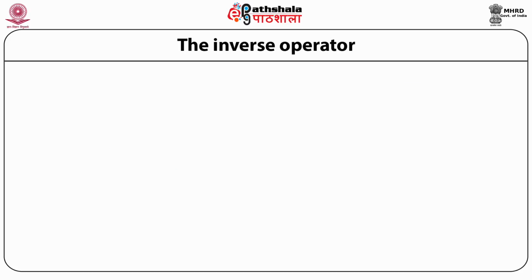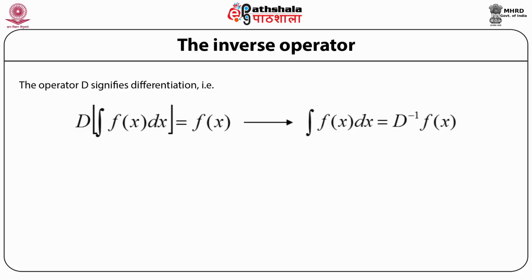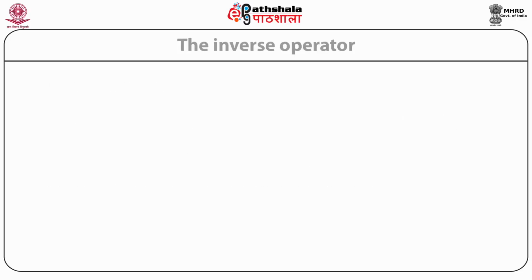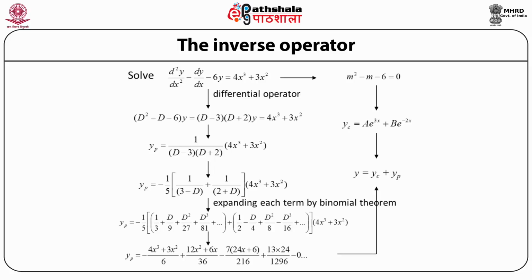We are going to see how to perform the inverse operator. The operator D signifies differentiation. So D of the integral of f(x) dx is equal to f(x). So the integration and the differentiation get cancelled out. Now you take the D to the right hand side. So the integral of f(x) dx will be written as D inverse acting on f(x). So D inverse is the inverse operator or the integrating operator. It can be treated algebraically as the same quantity in the same manner as D. We are going to see a complete example of how to use the inverse operator.